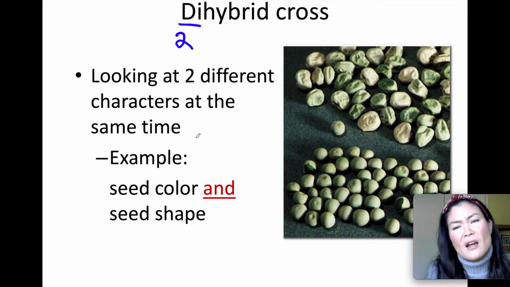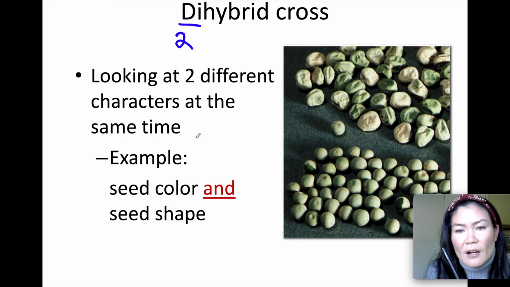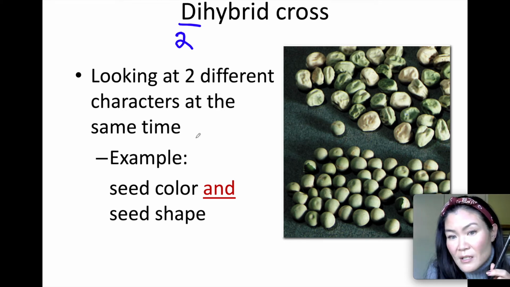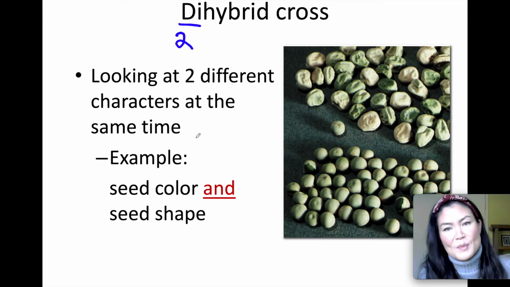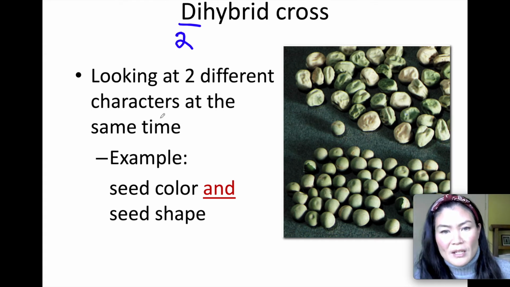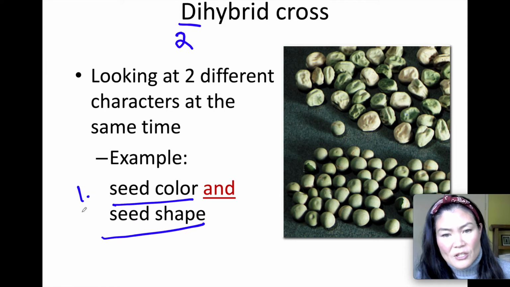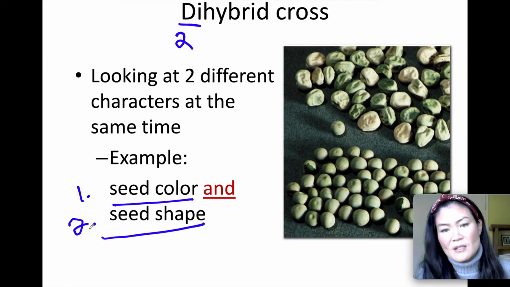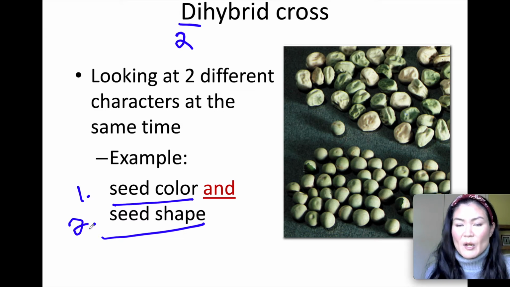He was wondering if flower color affects pea color, or if pea shape affects pea color. He was studying how those genes might interact. And he discovered the law of independent assortment. It comes from his experiments of dihybrid crosses, looking at two different characteristics at the same time, like seed color and seed shape.